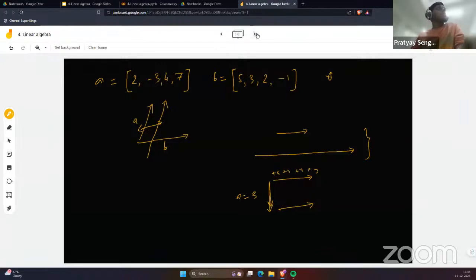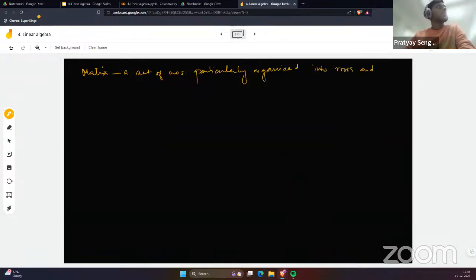Okay, so let's move forward to the matrix. So what is a matrix? A very simple definition is a set of numbers particularly organized into rows and columns, right? So something like A equal to, you have say 1 2 3 4 or something. But this is the matrix we know.